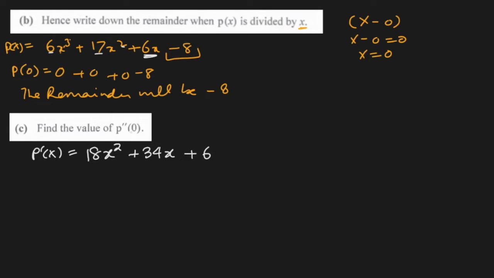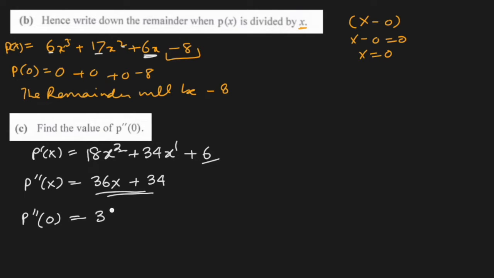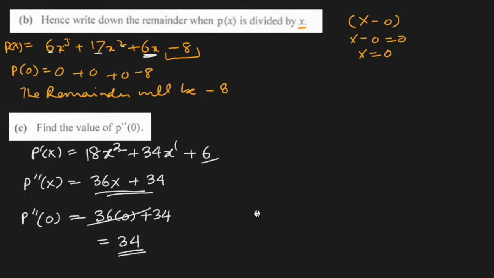That's it. But we want the second derivative, so let's find the second derivative as well. 2 times 18 is 36. Exponent goes down by 1. This will be just 34 because 1 multiplied by 34 is 34. Goes down by 1, x power 0 is 1. 6, its differentiation will be 0. This is the second derivative. And they are saying find p double prime 0, so it will be 36 times 0 plus 34, this is 0, answer is 34, that is the value of p double prime 0.